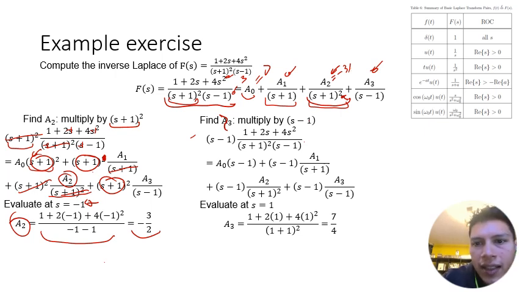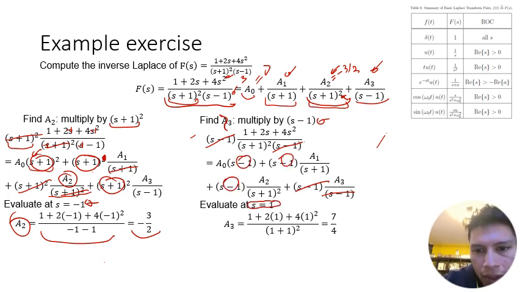And now we need to find a3. So to find a3, we basically do the same trick, multiply by s minus 1. It will cancel out the a3 terms and won't cancel out any of the others. And when we evaluate at 1, this will become 0, this will become 0, and this will become 0. So all that's left is a3. And then we just need to evaluate this thing at 1. So we're going to have 2, 1 plus 2 plus 4, which is 7/4. Okay, so now we have a3, 7 over 4.